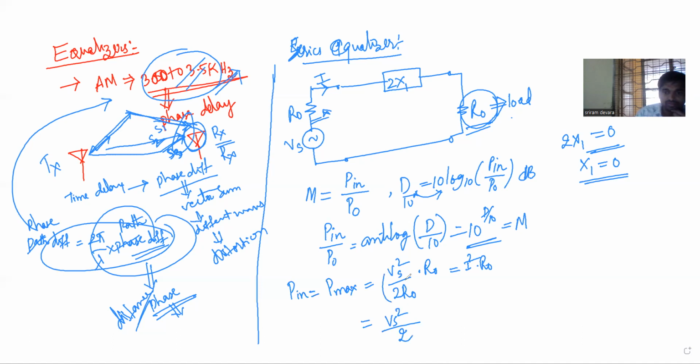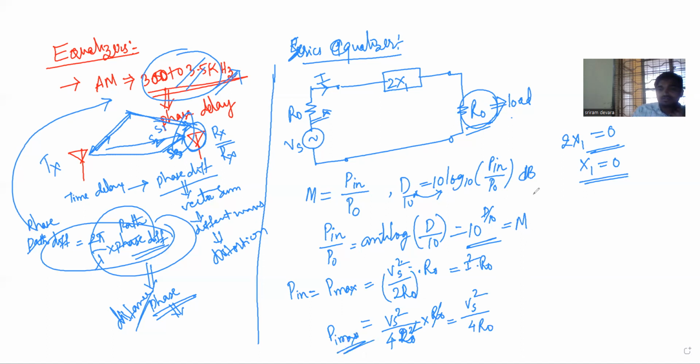So Vs over 2 R naught, this is a whole square, right? Whole square. So therefore, this is Vs square by 4 R naught square, multiplied by R naught, and the square of R naught gets cancelled. This is Vs square divided by 4 R naught. This is P max.